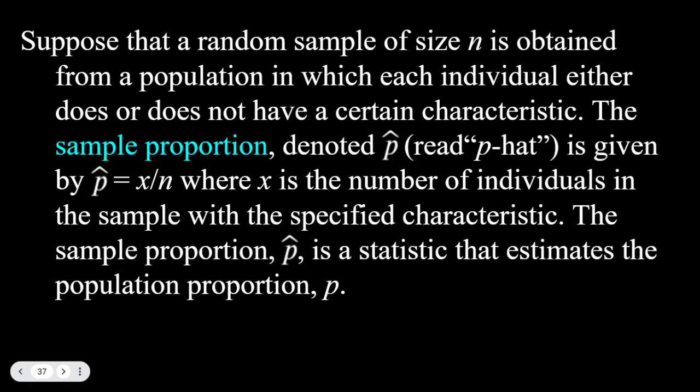Suppose that a random sample of size n is obtained from a population in which each individual either does or does not have a certain characteristic. The sample proportion, denoted p with that little symbol over the top, and the way we read that is p hat, is given by p hat equals x over n, where x is the number of individuals in the sample with the specified characteristic. Also, just a reminder that n is the total number of items in the sample.